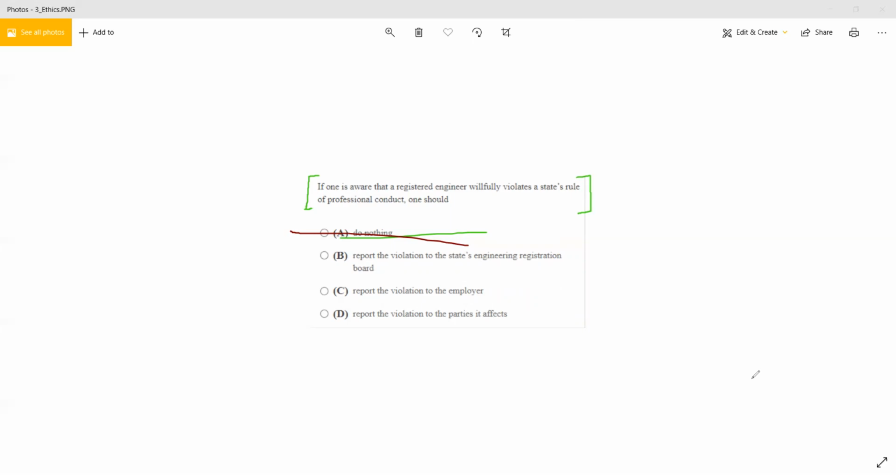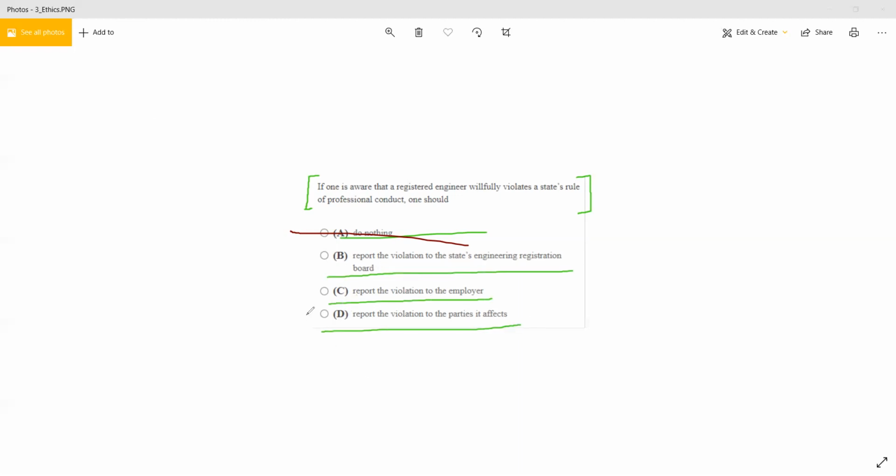All right, got our polls in. 20 seconds. Good. Here are the results. All right, what's the correct answer? Let's see. Do we report it to the board, report it to the employer, or report it to the parties it affects?